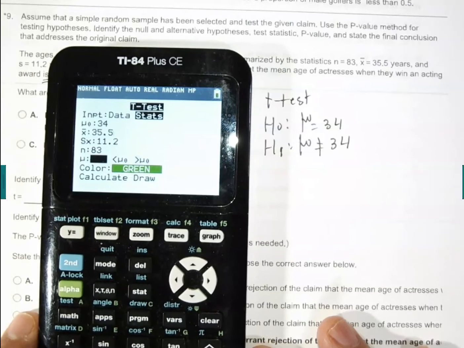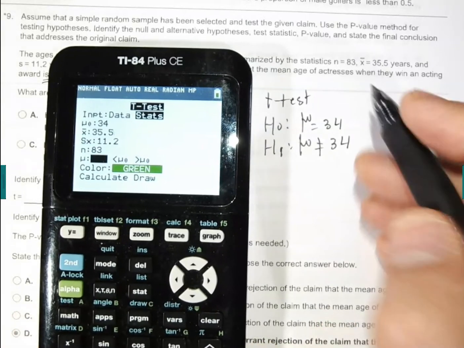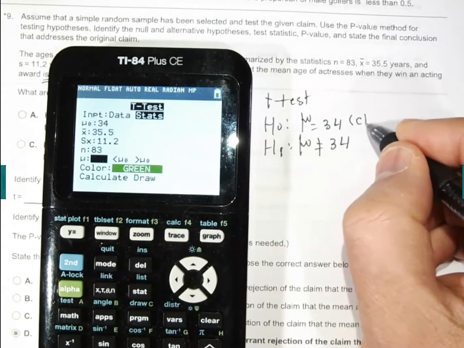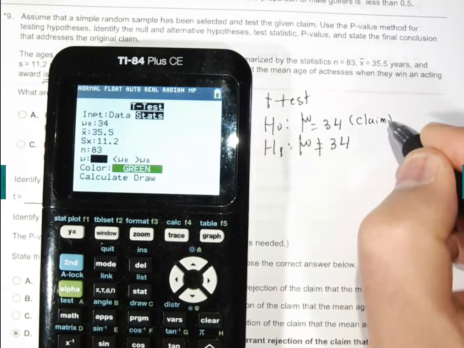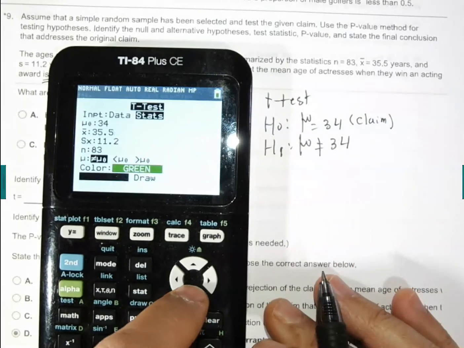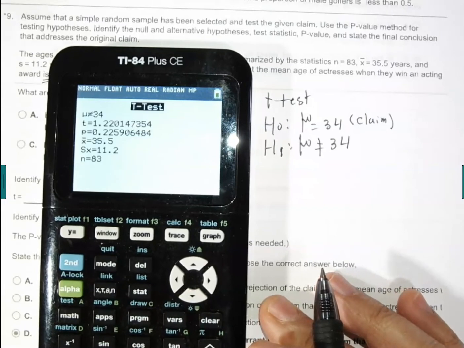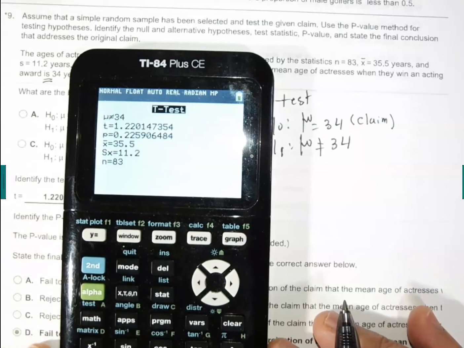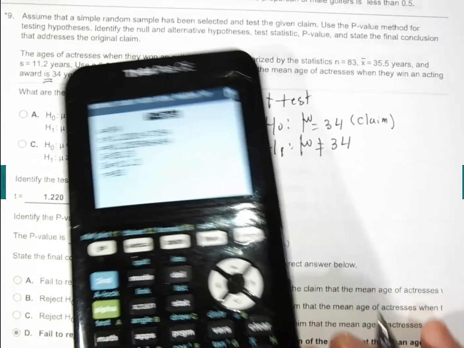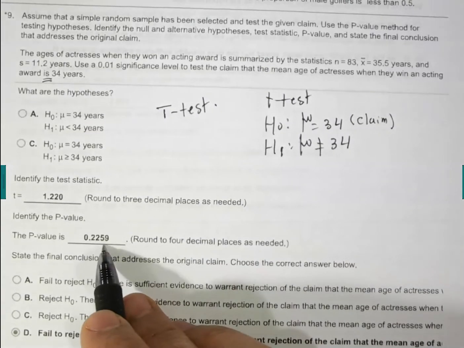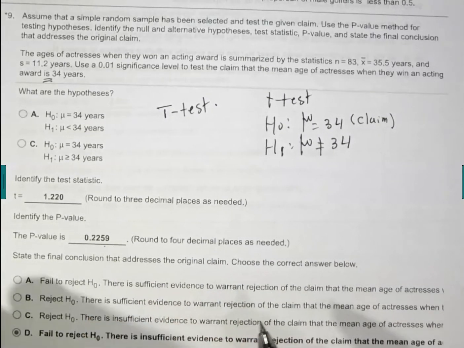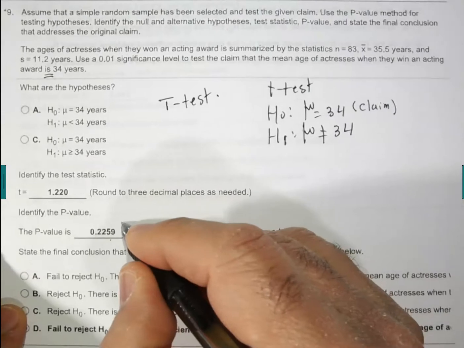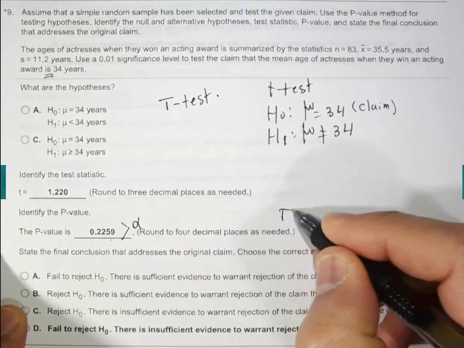And different from. Okay, and my claim happened to be here in the null hypothesis. Okay, let's hit calculate and see what we get. So I got T is 1.220. You can see the answer key is the same. And my p-value is 0.2259. Exactly, you see? And since this is bigger than alpha, we fail to reject H0.